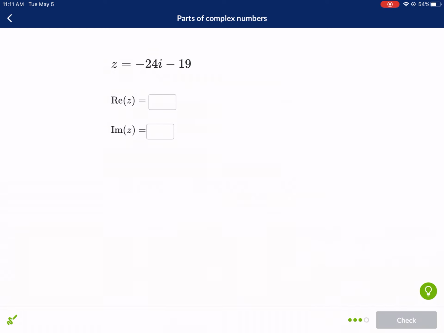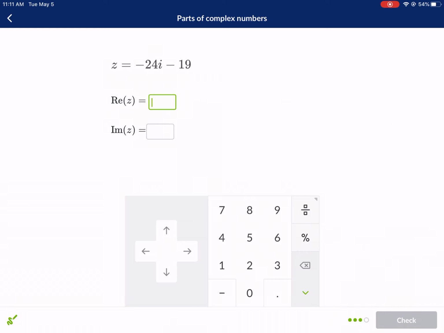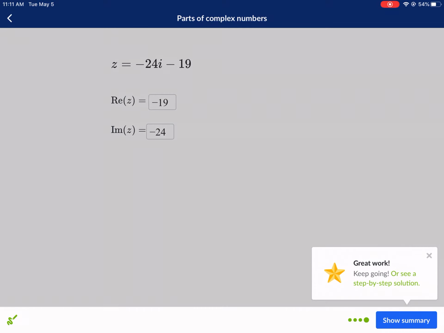Okay. Last one, the real part of Z, we're just going to write the -19. That doesn't have the i. And the imaginary part, we're going to write the coefficient of i, which is -24. And there we go.